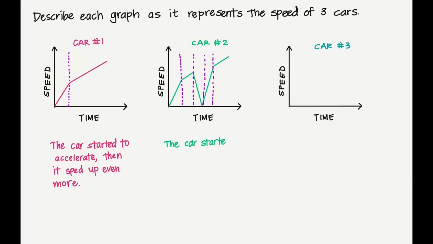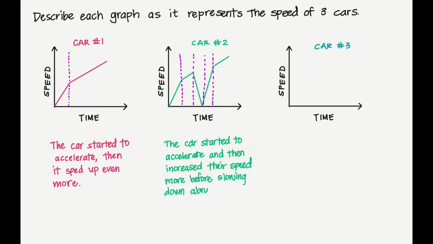So just like the first car, this one is also starting to accelerate from the very beginning and then increase their speed more before slowing down abruptly, because you see how it goes down and it comes all the way to 0, so that means it's slowing down to a standstill.